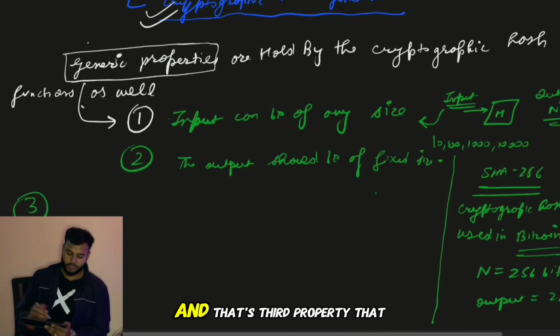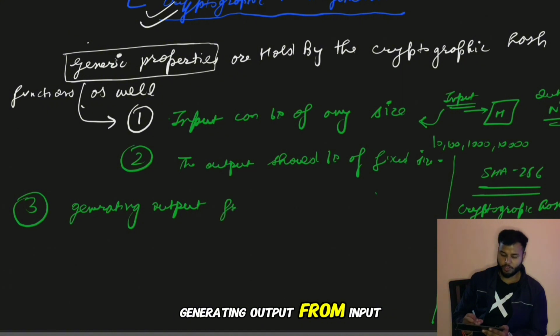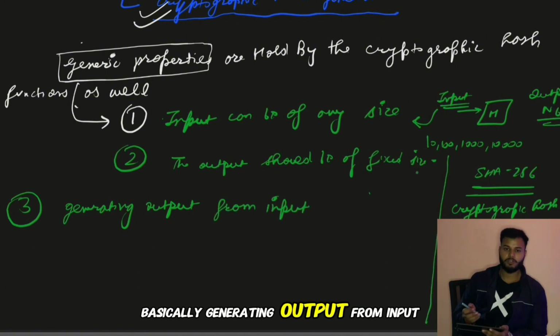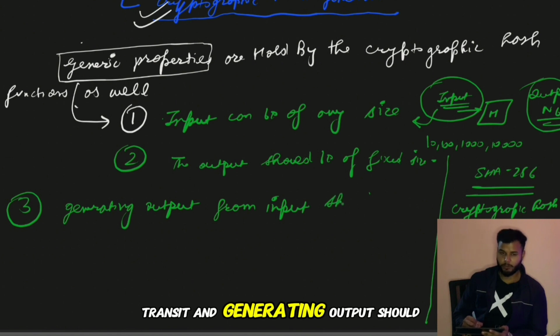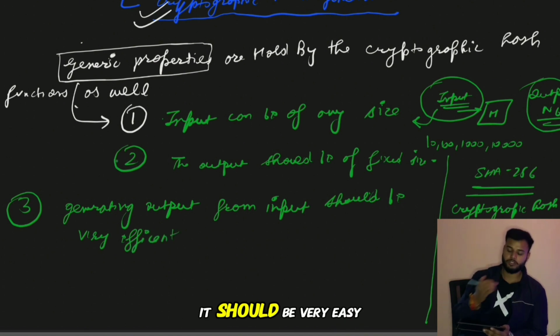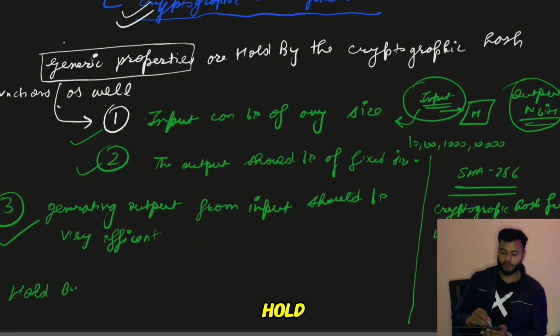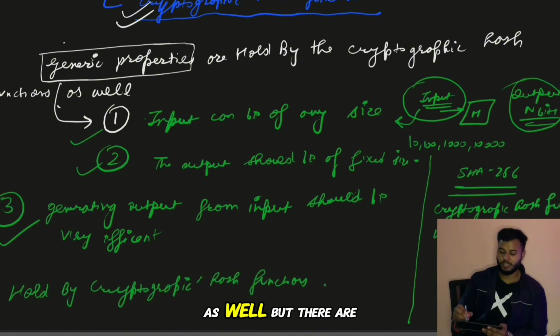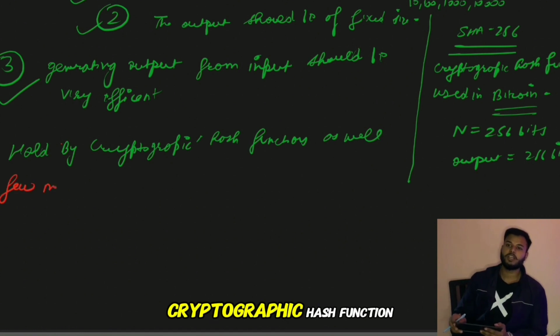The third property that we discussed about generic hash functions was that generating output from input should be very efficient. If we are providing an input to a hash function, generating the output should not take much time or be a very computational step. It should be a very easy step. These are the three basic properties, and these three properties are held by cryptographic hash functions as well. But there are a few more properties that a cryptographic hash function should have.